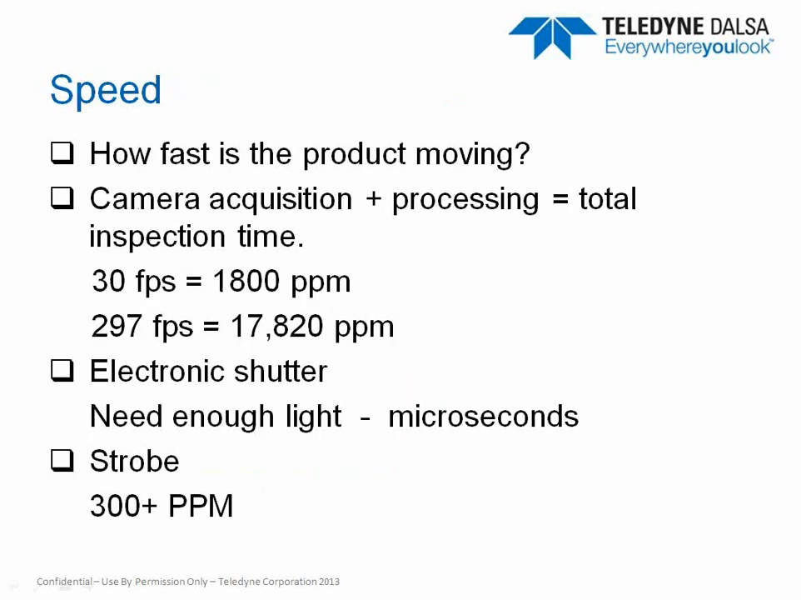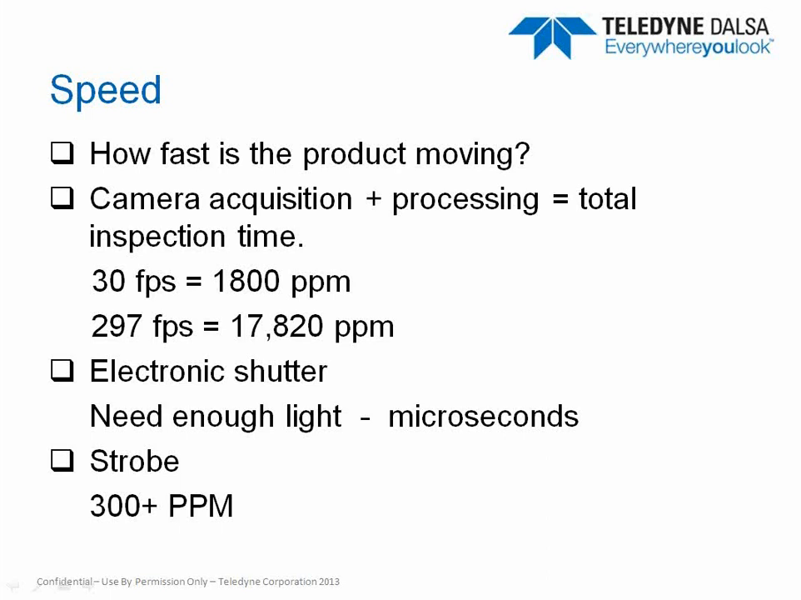How about speed? Well, how fast is your product moving? For example, if we take the camera acquisition and then the processing to do that inspection, it equals your total time. I should add as well any I/O, but the I/O could be added to the total processing. So if we take the extender 30 frames per second camera, that's just acquisition, it's 1,800 parts per minute. If we take another camera, for example, one of our CMOS cameras that does 297 frames per second, that's 17,820 parts per minute. Again, this is just acquisition.